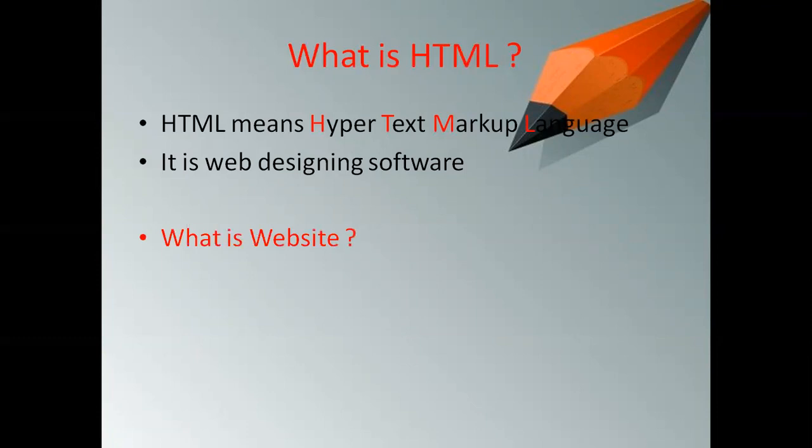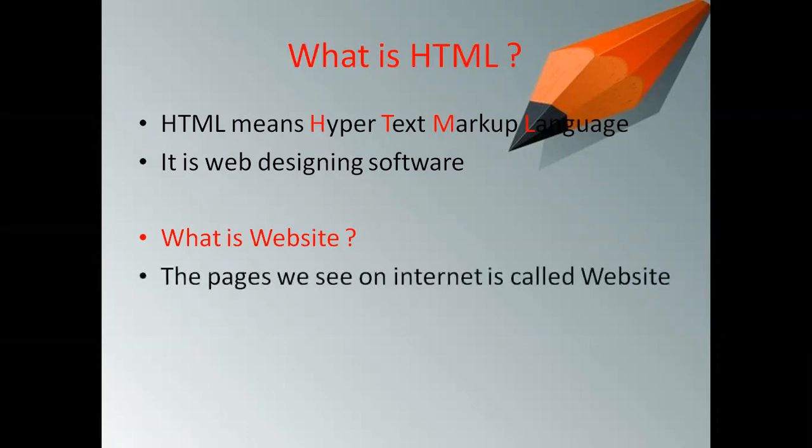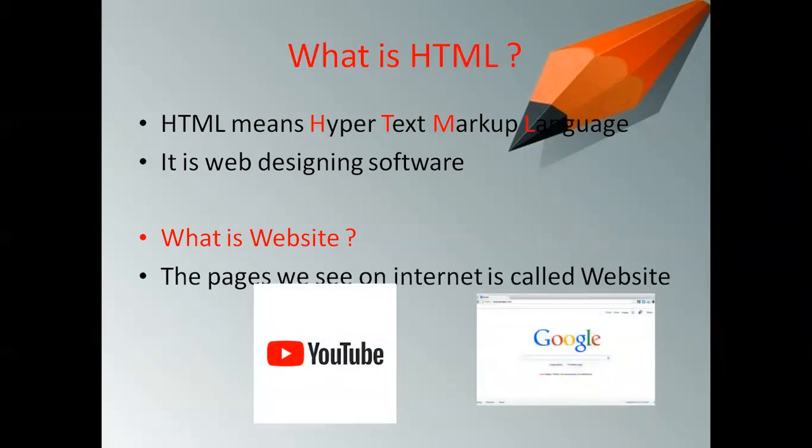Now we are talking about the website and web page. So what is a website? The pages we see on the internet are called a website. For example, you start YouTube or you start Google or any other website, whatever pages are visible to you, that is called a website. Okay.